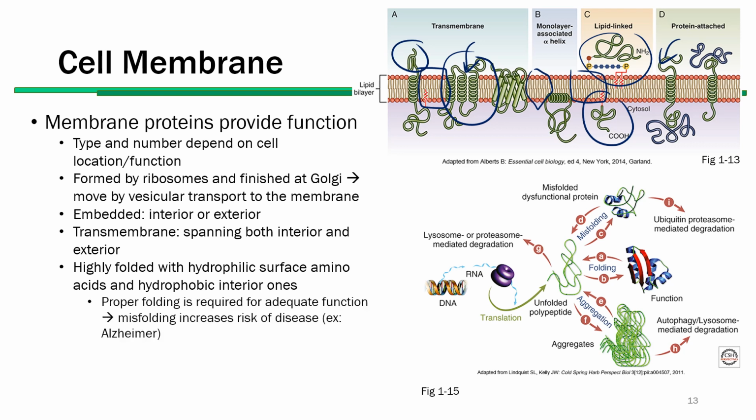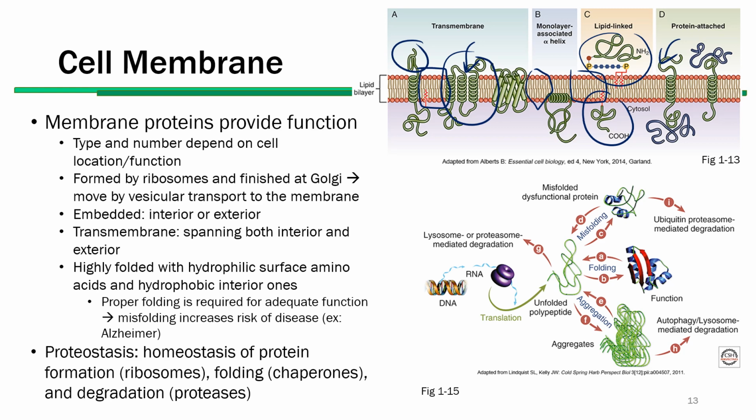Proper folding is required for adequate function. If they're misfolded, that increases the risk of disease, which we'll talk a lot about when we talk about Alzheimer's and different protein folding and the problems that come when those proteins don't fold correctly. Proteostasis is the process of maintaining that homeostasis of protein folding. Proteins are formed at the ribosomes. Here we've got the translation at the ribosomes, and it has to go through not just translation, but also proper folding.